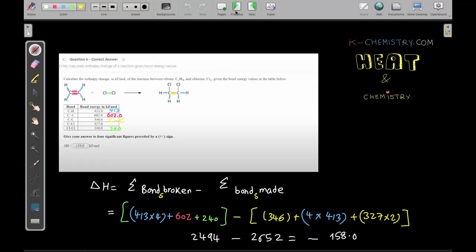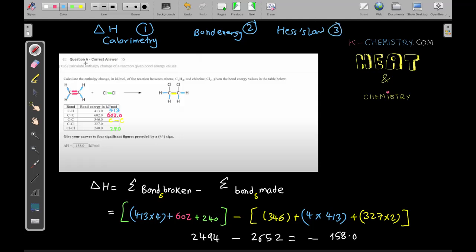Let's see how we can calculate this delta H. The change in delta H can be calculated by 3 methods in our course. The first one is called calorimetry. The second one is using bond energy, like in this example. And the third one is Hess's law. So 3 methods to calculate the delta H: calorimetry, bond energy, and Hess's law.